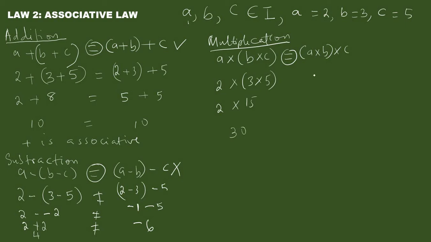So let me check on this side. I have 2 times 3 in the bracket times 5, and that is 6 times 5, giving me 30. So both are the same. So we can say that multiplication is associative. So let's look at the division.